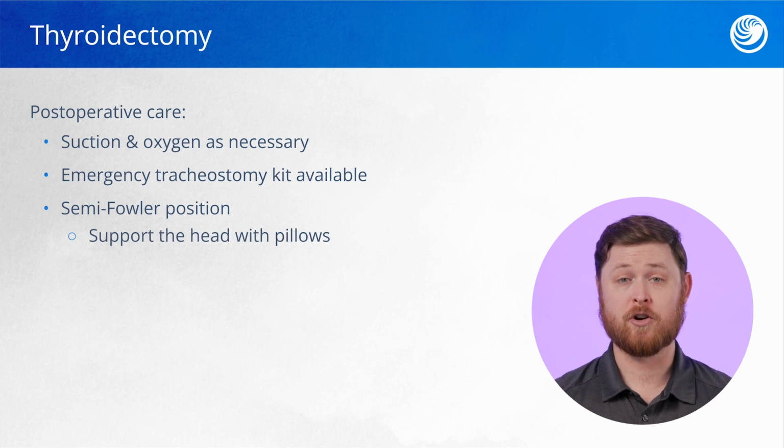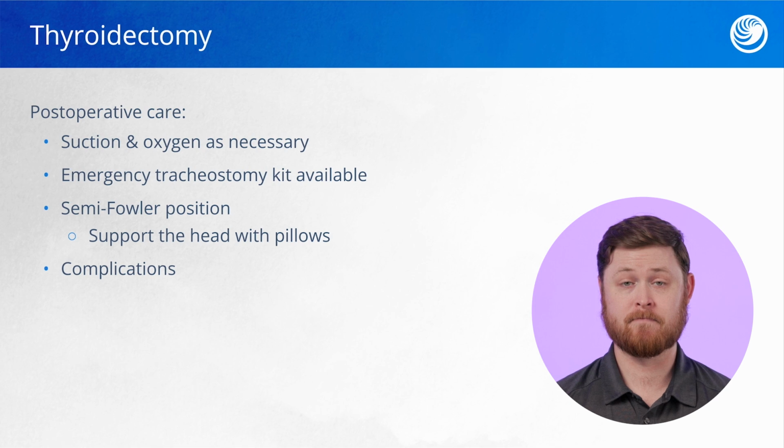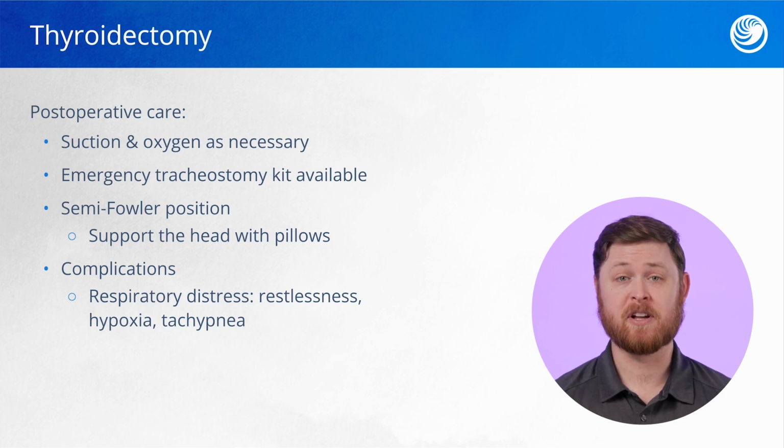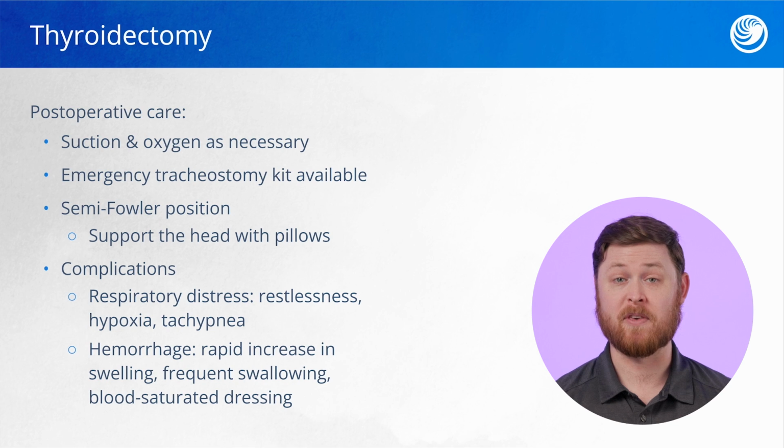The nurse should monitor for a number of complications following a thyroidectomy. First and foremost, we should assess for any symptoms of respiratory distress, such as restlessness, hypoxia, and tachypnea. Just like any type of surgery, the client is at risk for hemorrhage, and with a thyroidectomy, this can appear as rapid swelling within the neck, constant swallowing by the client, meaning the client is clearing blood from the throat itself, and the presence of a blood-saturated dressing.